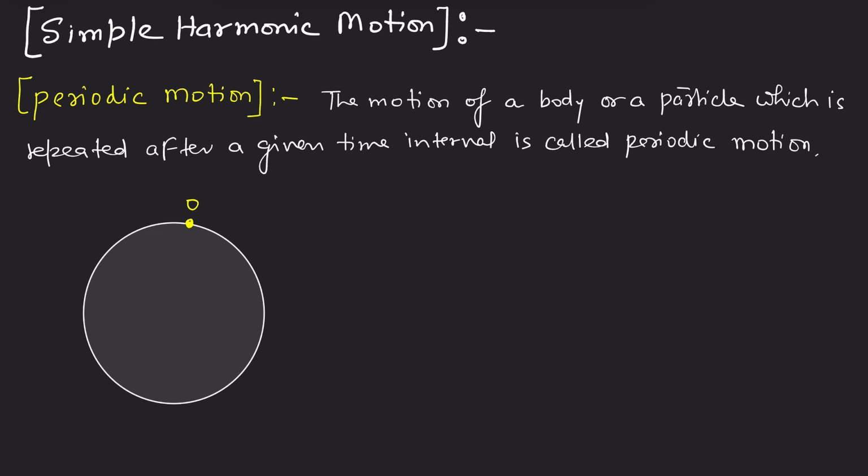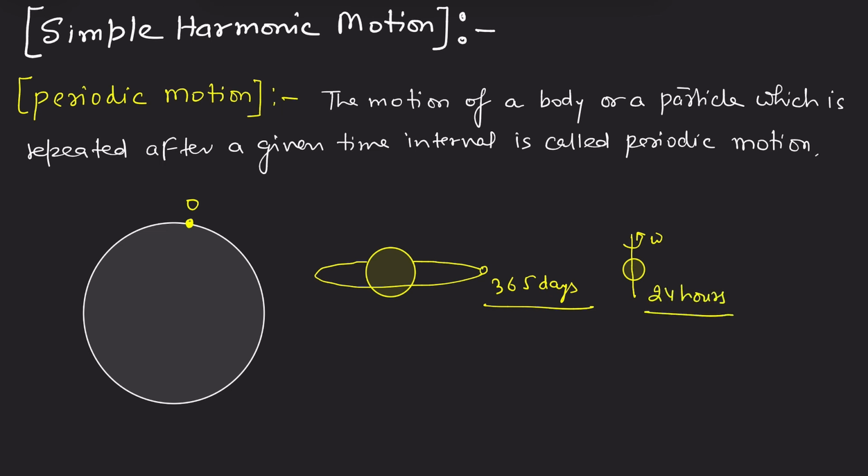If we see that this is our sun and this is our earth, then the earth is revolving around the sun, and it takes around 365 days to cover this. So on average we can say that it is also doing a sort of periodic motion. And if you talk about the earth only, it is also revolving about its axis with some angular velocity, so that it completes one rotation in 24 hours. So it is also an example of a periodic motion.